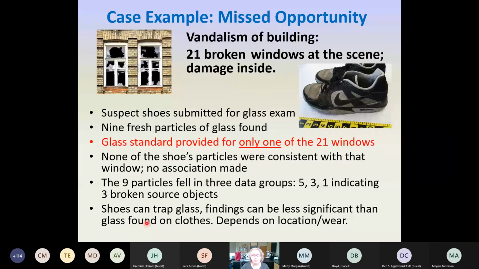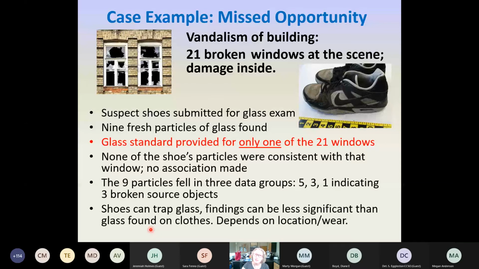Here's a kind of a converse example of a missed opportunity. We have a building with lots of broken windows, and the suspect's shoes were submitted and glass was found on them. However, the agency submitted a glass standard for only 1 of the 21 windows, and none of the glass on the shoes were associated with that 1 glass standard. So who knows? If it could have come from others of the 21 windows, we will never know.